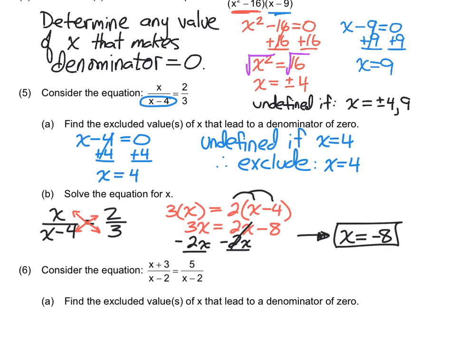But if I just did all that work and I got x equals 4, x equals 4 is a bad number. If I got x equals 4, I'd have to cross it off and say, well, that can't be the answer. So no solution. All right? So you got to be on the lookout for that sort of thing.